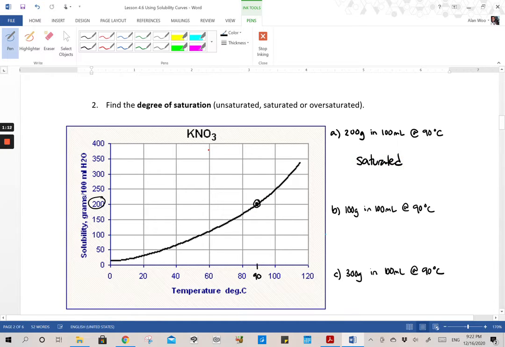That's because all 200 grams has been dissolved completely and the maximum amount of dissolvable solute has been reached. So this solution has to be saturated. No more solute can dissolve in this solution.